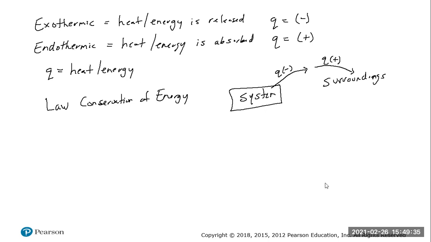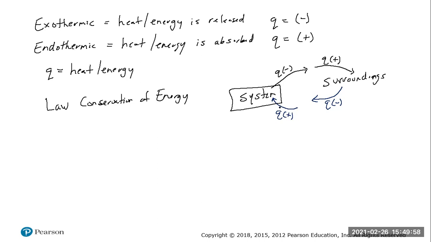Now, the surroundings can also release some heat and energy, and it would be Q for the surroundings being negative. Where's that energy from the surroundings going to end up? Well, it's going to end up right back in the system. So the system would then be positive for the Q, or the heat and energy, in that particular case.